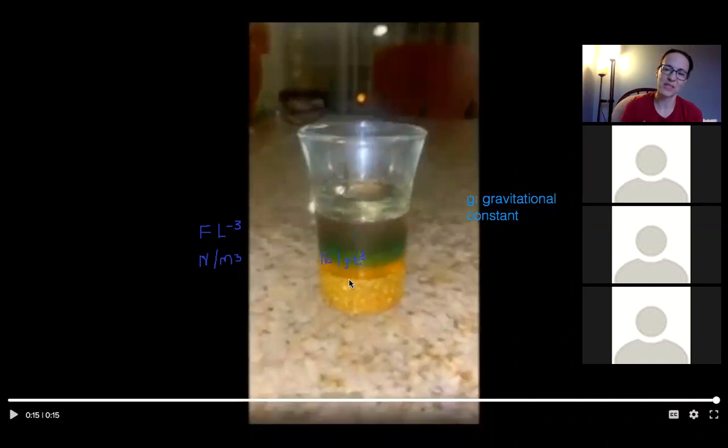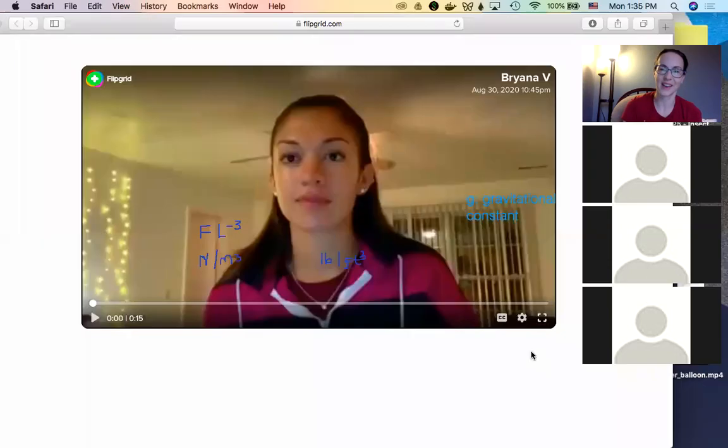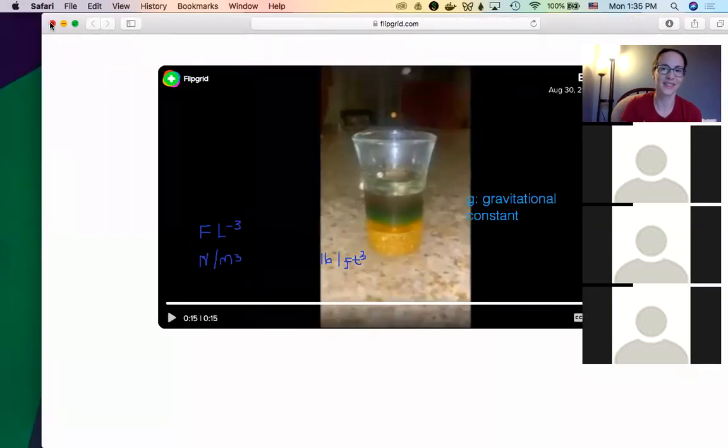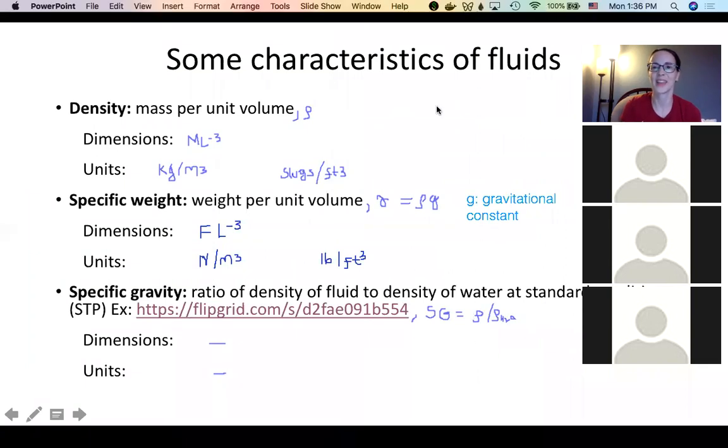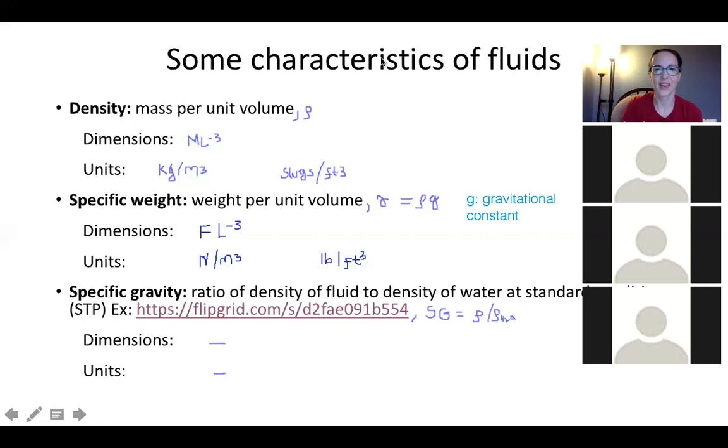All right, so on the bottom, she's got honey, and then she's got dish soap, and then coffee, which basically has the properties of water, right? And then vegetable oil, and you can see how they're stacked. So I have a question for you guys. Do you think the specific gravity of honey is greater than one or less than one? And the same for vegetable oil. Is the specific gravity less than one, greater than one?